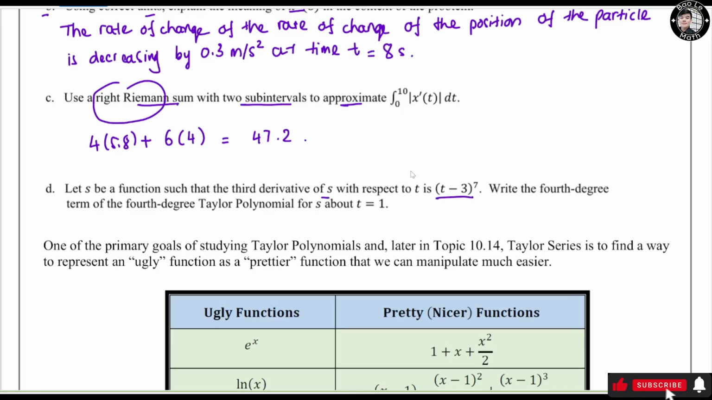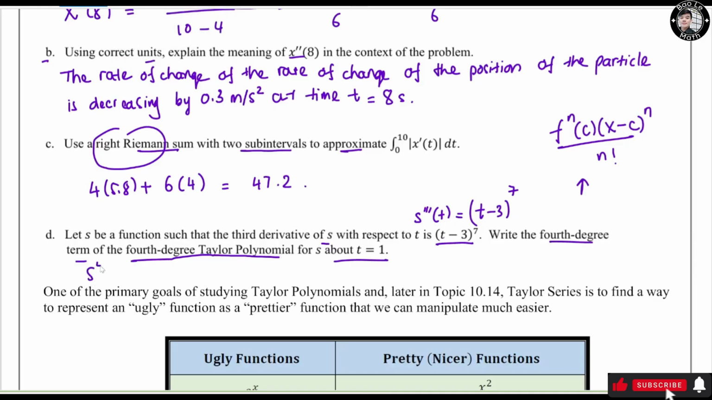Now question D. Let s be a function such that the third derivative of s with respect to t is this one. So we have s triple prime of t equals (t minus 3) to the 7. Write the fourth-degree term of the fourth-degree Taylor polynomial for s about t equals 1. So we need the fourth-degree term. Now we need to find s4 of t. So it's going to be 7 times (t minus 3) to the power of 6. We need to take the derivative of this one.